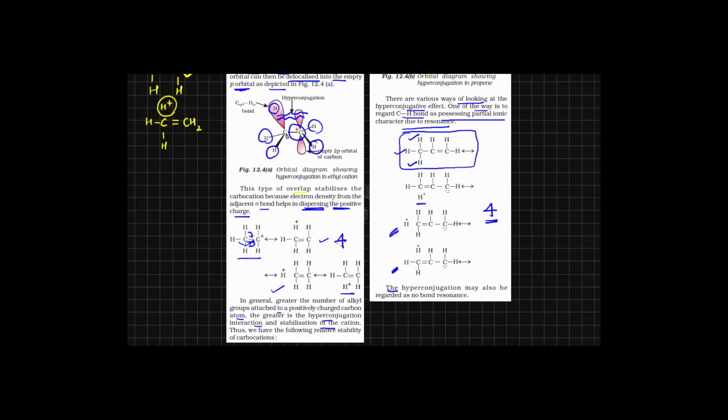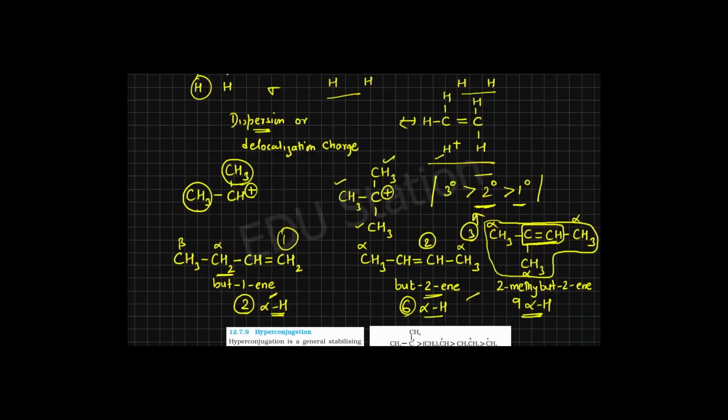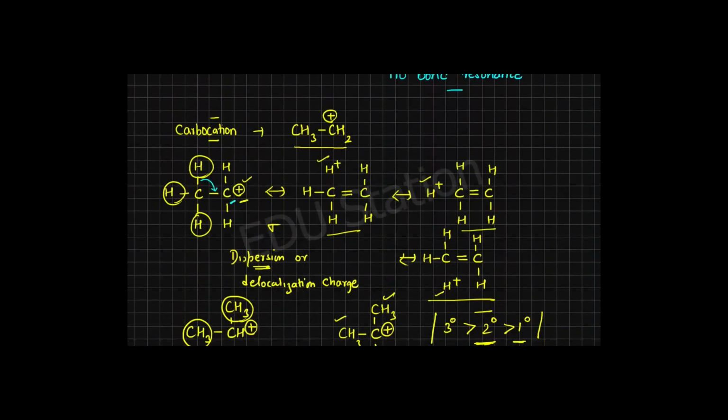The hyperconjugation may also be regarded as no bond resonance. So, remember, it is similar to resonance. Instead of lone pair, in hyperconjugation bond pair moves. So, if you are moving bond pair of electrons, like I am moving a bond pair of electrons over here, then you do not call it as resonance, you call it as hyperconjugation.